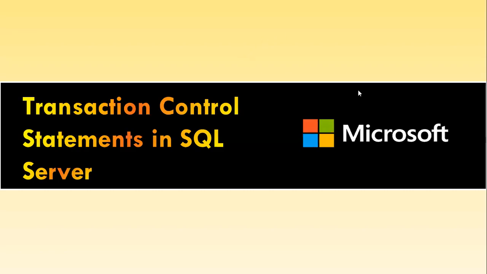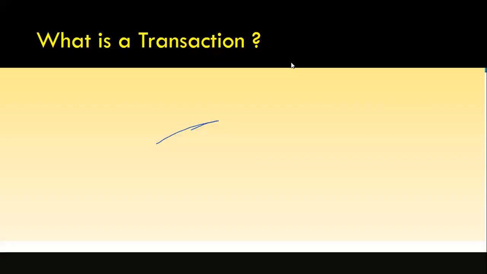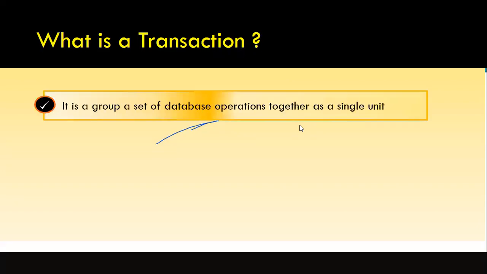Let's go ahead and take a look at what transaction control statements are in SQL Server. Okay, what is a transaction? A transaction is nothing but a set of SQL statements. Not all the time do we use a single statement. If you have some complex logic that you need to implement, you need to write a set of commands, a group of database operations you need to perform as a single unit. It's kind of a batch. That is what a transaction is all about.